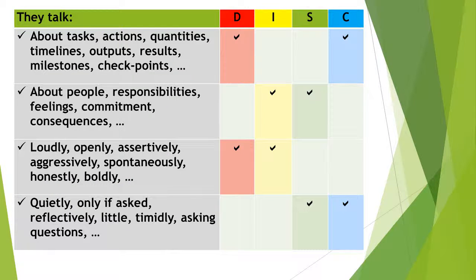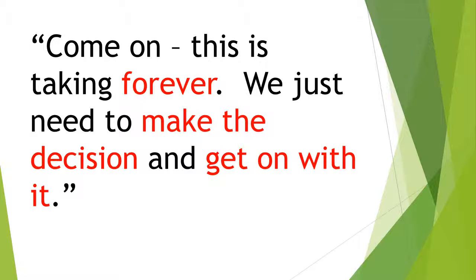Let's look at some specific examples of what people might say and what that tells us about their probable primary style. These are colour-coded to highlight the clues to the styles: red for dominance, yellow for influence, green for steadiness, and blue for compliance.